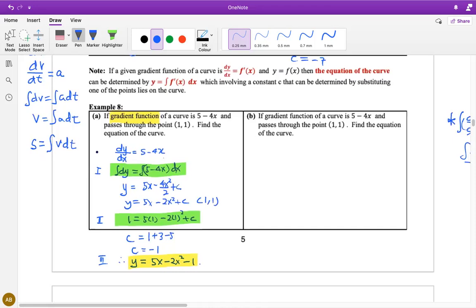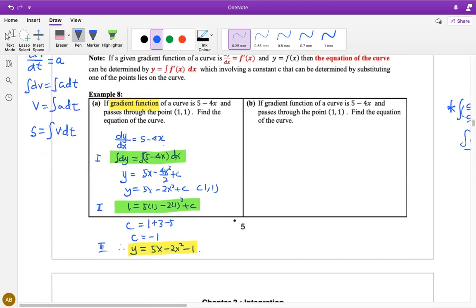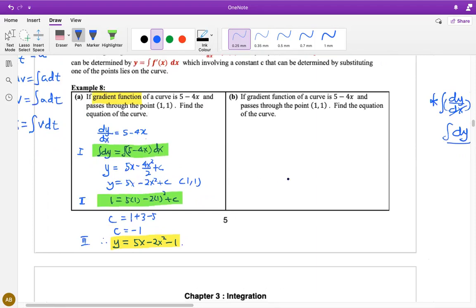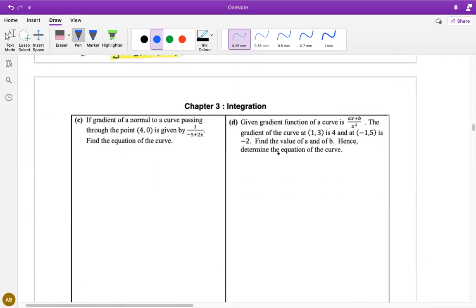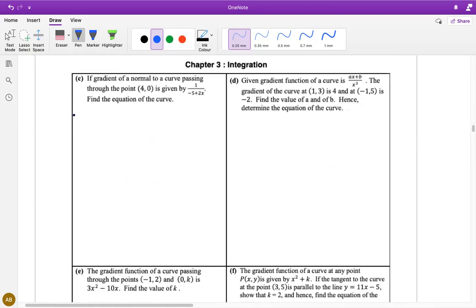That's why I like to write, when I integrate dy, I put the integral on both sides like this, then it won't be so confusing. Okay, so B is the same question, so I don't need to do it. You can try again by yourself here.